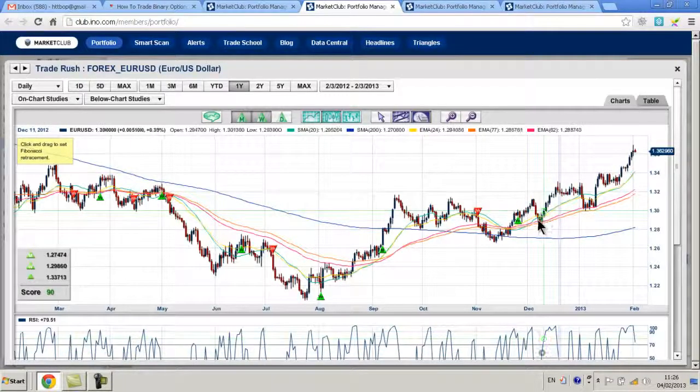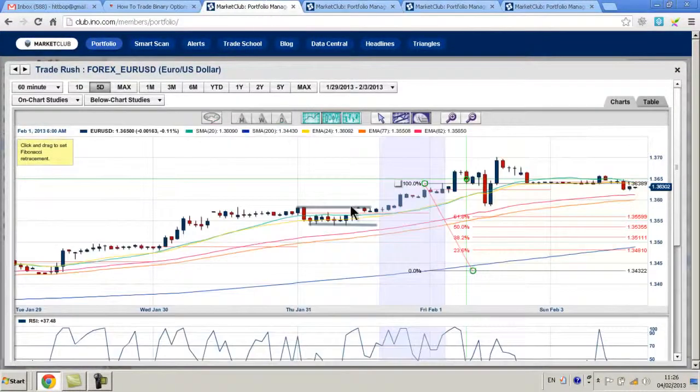If it's within the EMAs, I'll rather wait for it to break onto the upside, because you'll find a lot of times it'll bounce off here. If you just go through. See, that's a resistance area there. Again, it bounced, oops, broke out there, went back down. So just go through it and have a look at it.